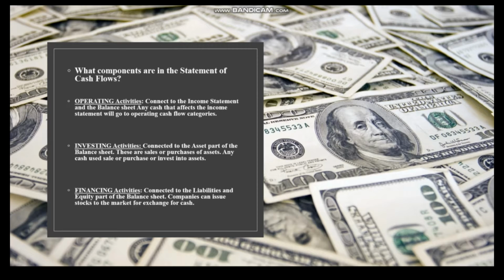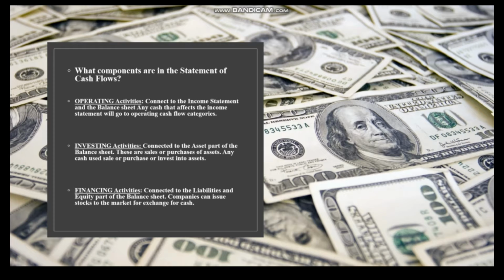What components are in the statement of cash flows? There's three components within the statement of cash flows to choose from. One, operating activities, which is to connect the income statement and the balance sheet. Any cash that affects the income statements will go to operating cash flow categories. Two, investing activities, connected to the asset part of the balance sheet. There are sales or purchases of assets. Any cash used, sell or purchase or invest into assets is in the investing activities.